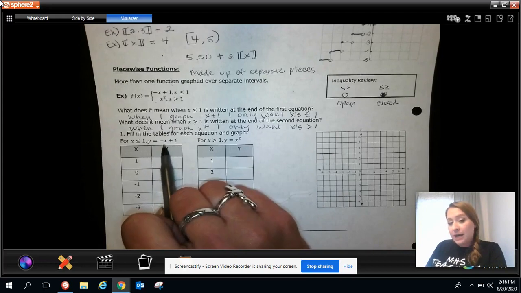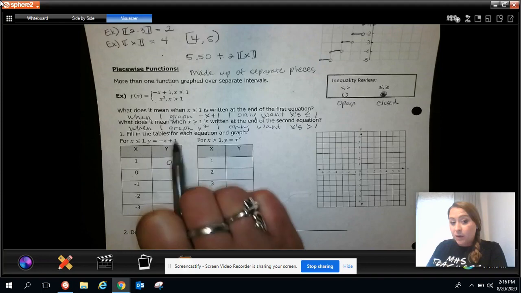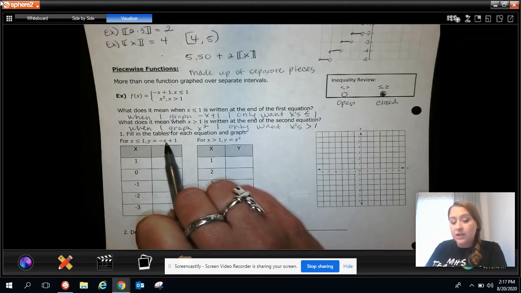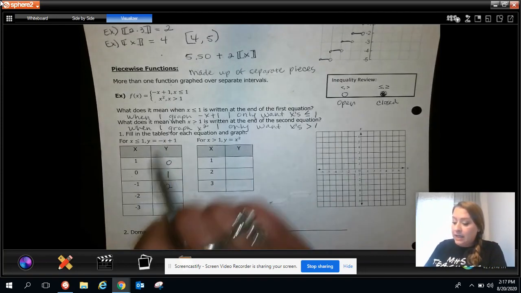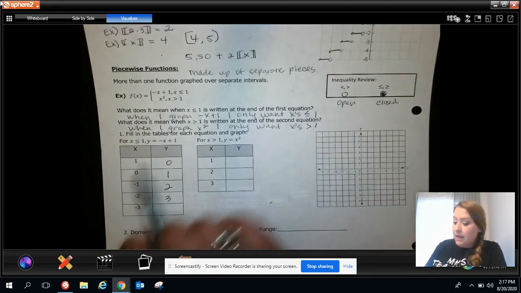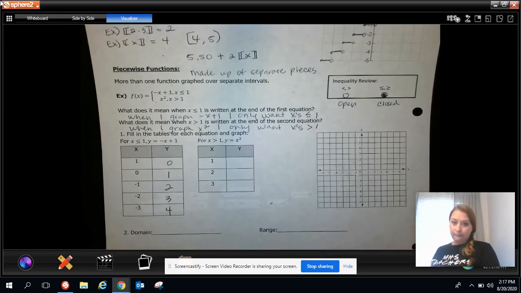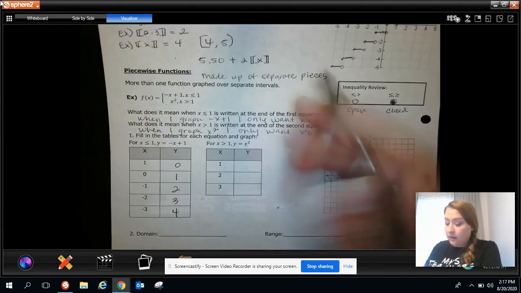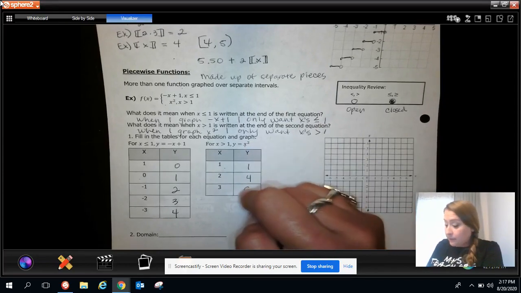If 1 plugs into x, that would be negative 1 plus 1, which is 0. Negative 0 plus 1 is 1. Then negative times a negative 1 actually becomes positive 1, plus 1 gives me 2. A negative 2 is really a positive 2, plus 1 is 3. And a negative 3 is a positive 3, plus 1 is 4. For the second piece, the quadratic, 1 squared is 1, 2 squared is 4, 3 squared is 9.